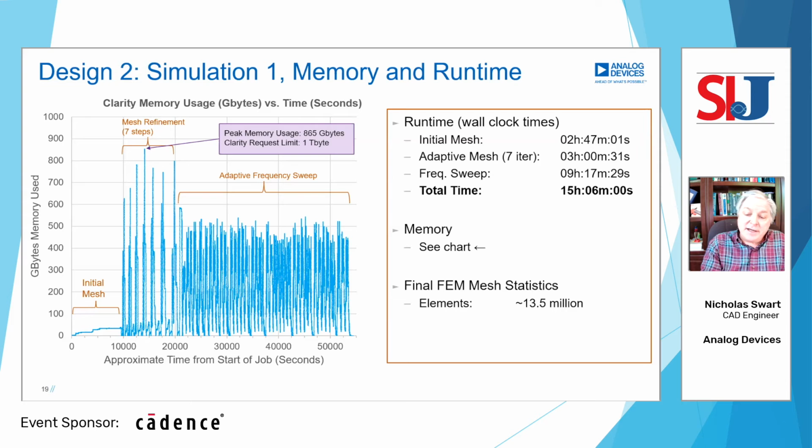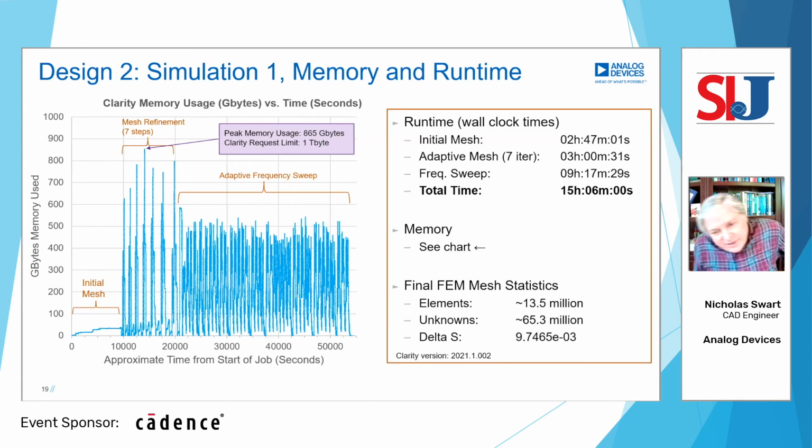And the final mesh size: once Clarity had got to the final mesh refinement with a 0.01 accuracy, there were 13.5 million elements, 65 million unknowns, and the final delta S was just below 0.01, because it always steps a bit beyond that. So 15 hours for 65 million unknowns is a very, very competitive result.